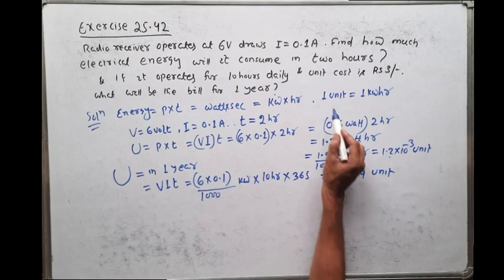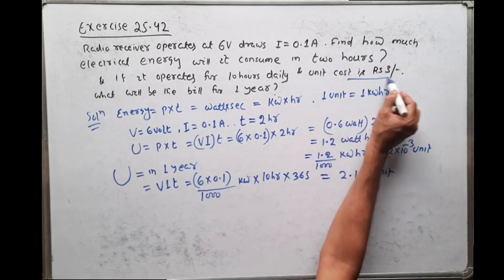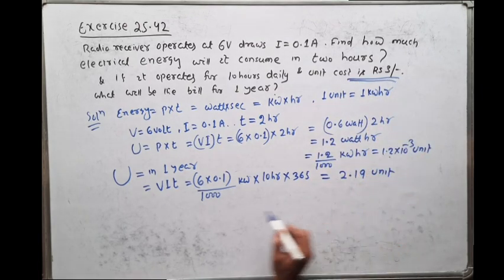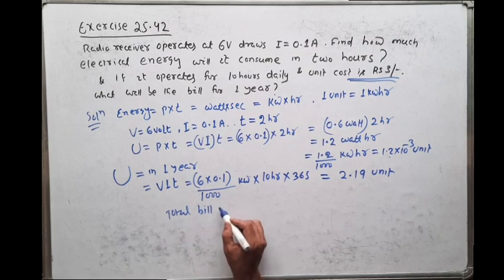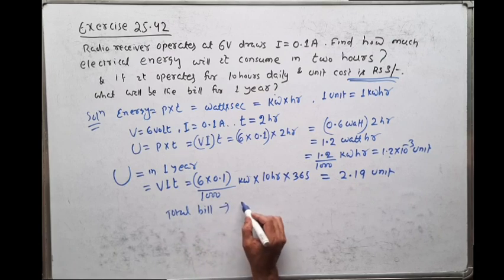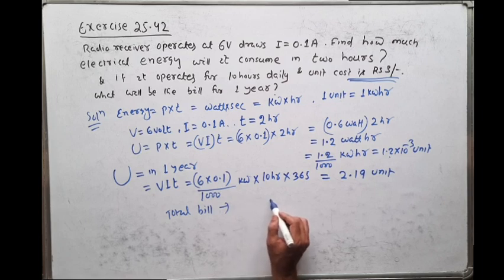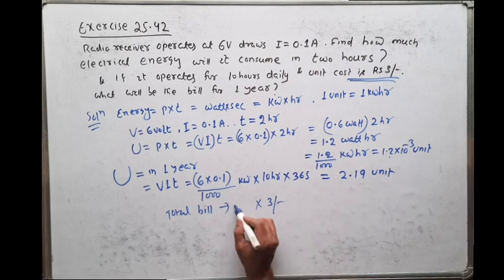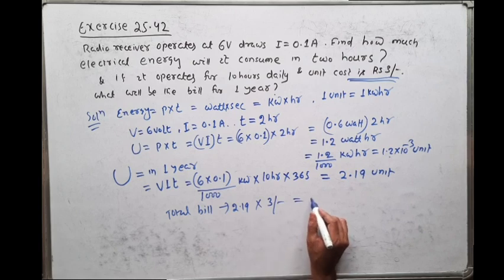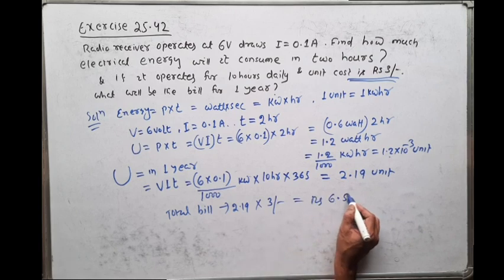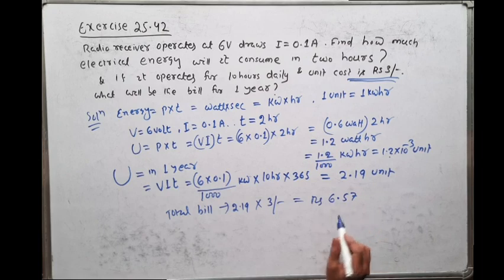Each unit cost is given as 3 rupees. So the total bill the radio operator has to pay is equal to what? The unit cost is 3 rupees, and 2.19 units will be consumed in 1 year. So 2.19 into 3 is 6 rupees 57 paisa. So this is the total bill.